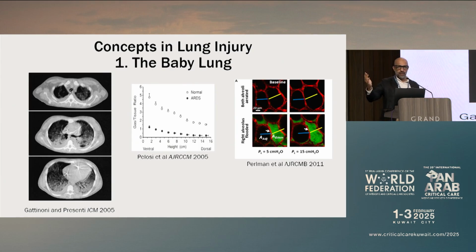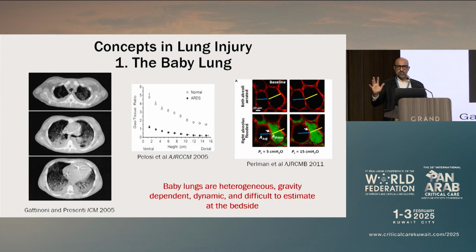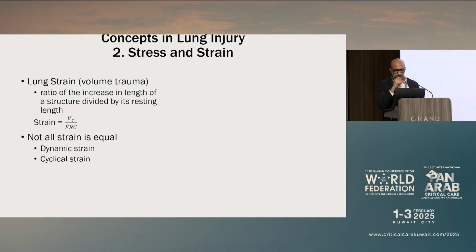And work from Professor Slutsky and many others have shown that this inhomogeneity has consequences in terms of how much inflammatory signal is generated, and this can perpetuate acute lung injury. So what I want you to take forward is that the baby lungs are heterogeneous, they're gravity dependent, they're dynamic, and one of the challenges we have as clinicians is that the extent of the baby lung, or how big or small it is, is really quite difficult to estimate at the bedside.